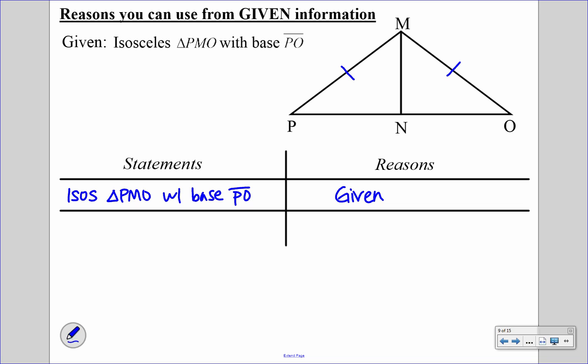So if we have an isosceles triangle, we know that those two sides are congruent. So we can write down that PM is congruent to MO. And that's the definition of isosceles triangle, that those two sides are going to be congruent if your base is PO.